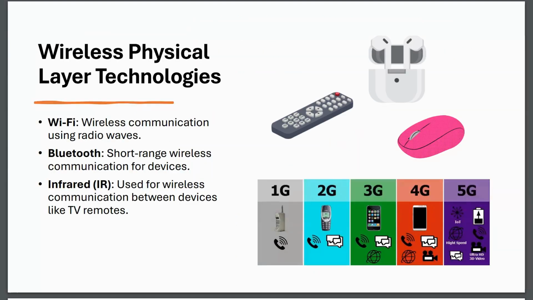Let's move on to some wireless technologies at the physical layer. First, we have Wi-Fi, which uses radio frequencies to allow devices to communicate wirelessly. It's used everywhere from home to offices, allowing for easy network access without cables. Another example is Bluetooth, which provides short range communication for devices like smartphones and speakers. There's also infrared, used in things like TV remotes for short range wireless communication.